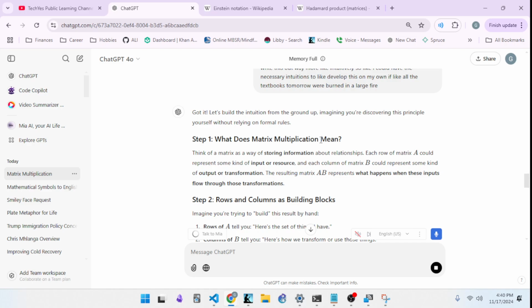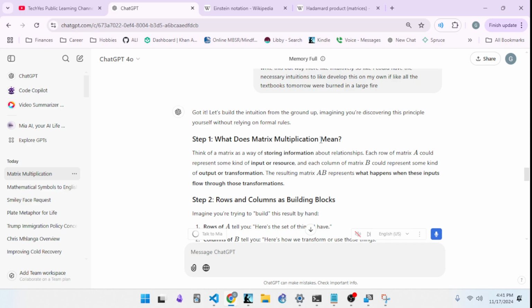Think of matrix as a way of storing information about relationships. Each row of matrix A could represent some kind of input or resource, and each column of matrix B could represent some kind of output or transformation. The resulting matrix AB represents what happens when these inputs flow through these transformations.